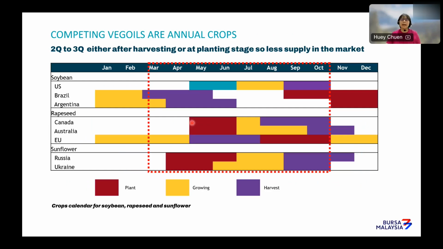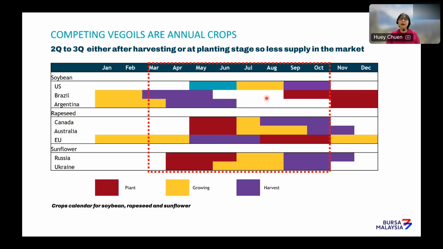Of course, the other factor that we need to monitor that will affect palm is the availability of competing veg oil. Among competing veg oils, the major one is soybean, because it is the second largest competing oil. We have rapeseed and sunflower, which are smaller in volume, but sometimes they create noise in the market.